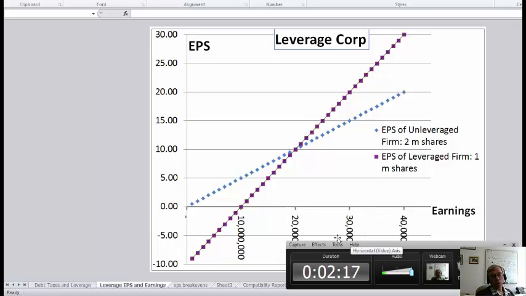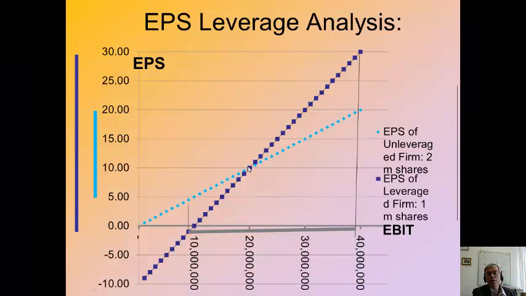And in general, whenever we do leverage analysis of earnings versus EPS of a leveraged corporation versus an unleveraged corporation, there will be a break-even point. And that break-even point will be the point at which the earnings yield on the unleveraged firm is equal to the interest rate. We could think of the firm having an expected $25 million of EBIT, and that would give an EPS of $15 per share for the leveraged corporation and $12.50 per share for the unleveraged corporation.